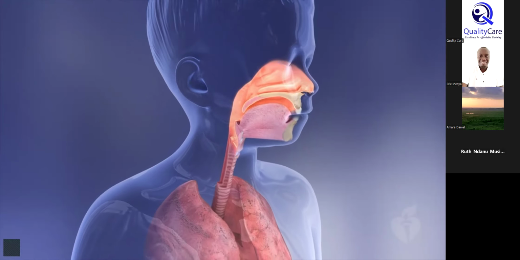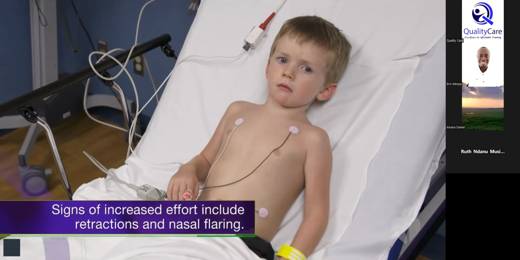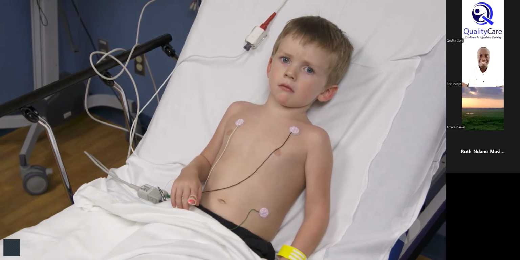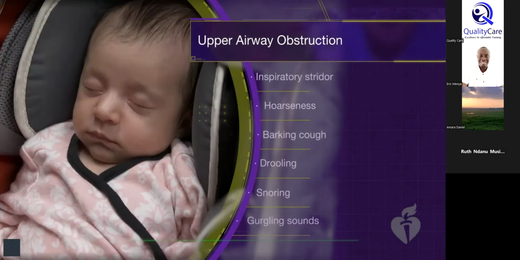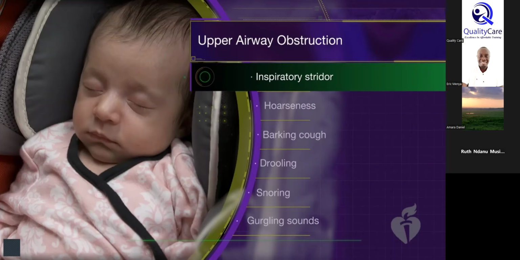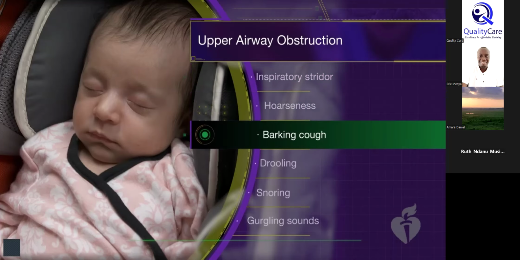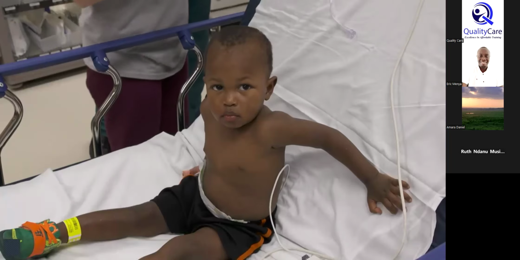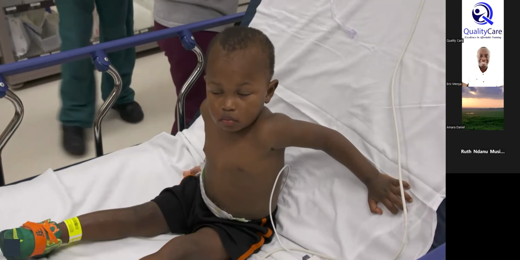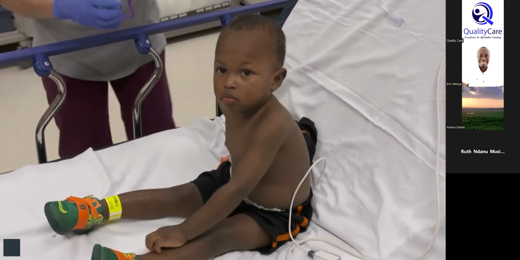This child with upper airway obstruction, such as croup, typically has increased respiratory rate and effort. Signs of increased effort include retractions and nasal flaring. Retractions occur in children because of their increased chest wall compliance and the negative intrathoracic pressure. A child with upper airway obstruction often has inspiratory stridor, a high-pitched inspiratory sound, hoarseness, and a barking cough. Other signs of upper airway obstruction may include drooling, snoring, or gurgling sounds. Responsive older children with upper airway obstruction often position themselves in a way that makes their breathing easier. They should be allowed to remain in a position of comfort.